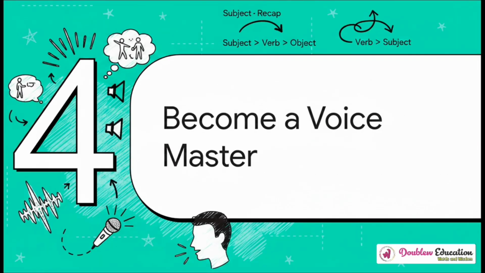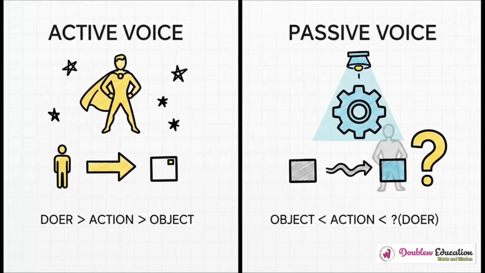So there you have it. You now have the tools. You get the difference, and you know why you might pick one voice over the other. Let's do a super quick recap and get you ready to become a total voice master. Okay, let's lock in these key ideas. Active voice. The doer is the hero of the sentence. Passive voice. The action is the star of the show.